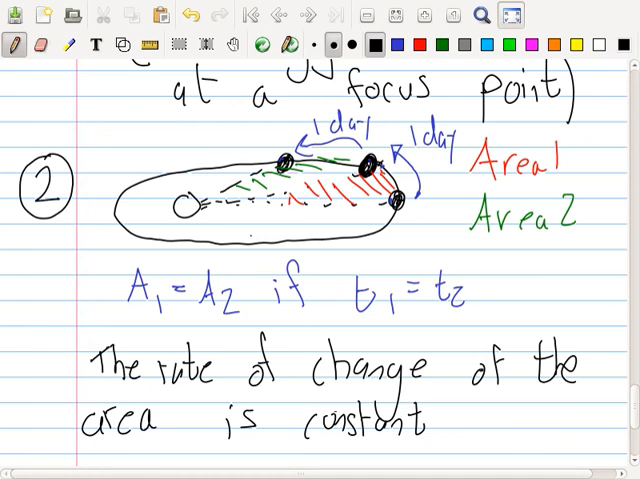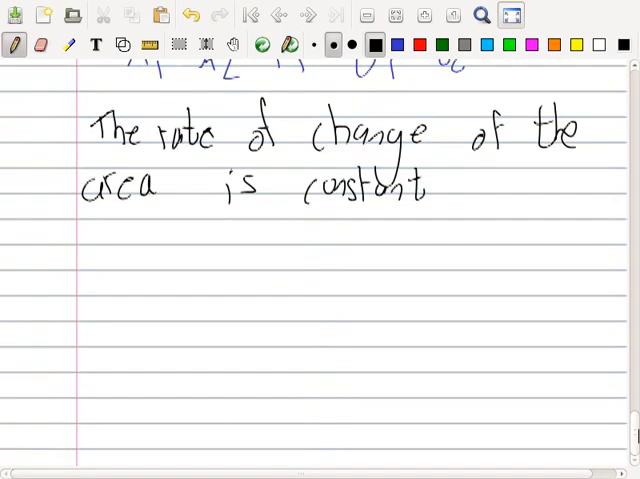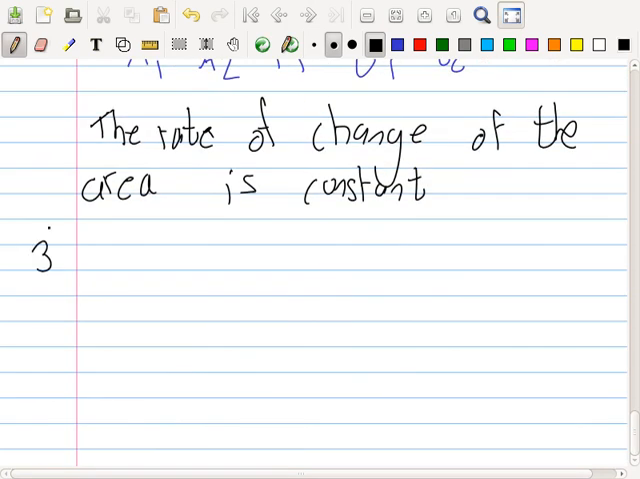In other words, the area made in one day is equal to the area made in the second day, which equals the area made in the third day. The area is the same each day. What's constant? The rate. What's that mean? Rate means how quick it changes. Okay, are you happy with that? And then law number 3.